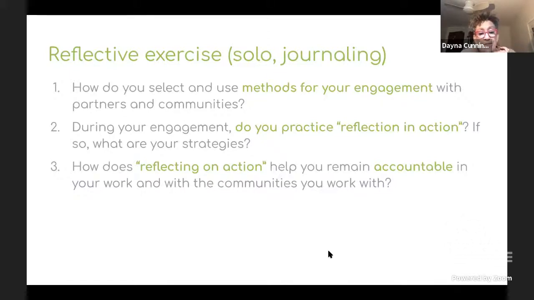Next question. During your engagement, do you practice reflection in action, in the moment? If so, what are your strategies?